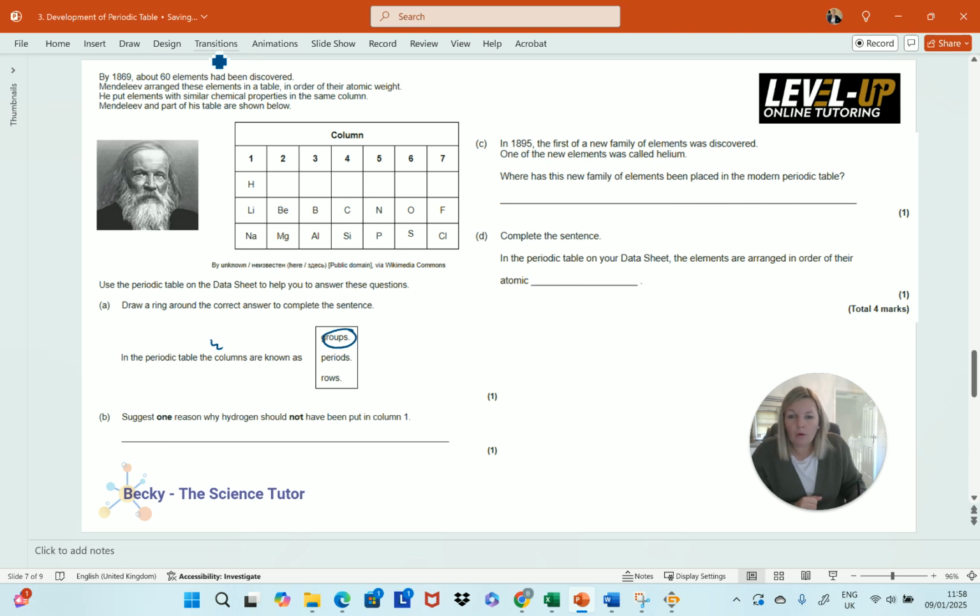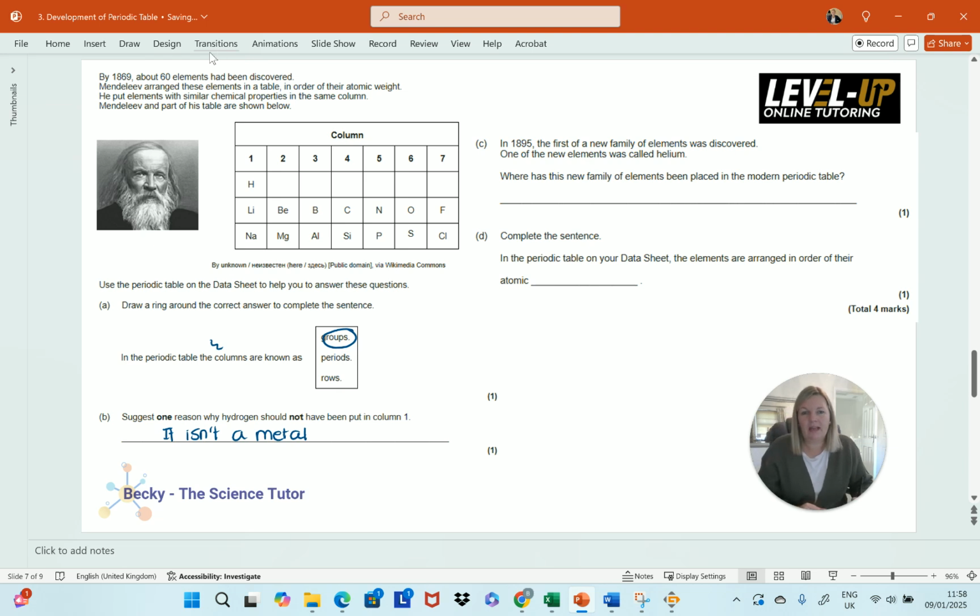One reason why hydrogen should not have been put in column 1. We know it's got 1 electron in its outside shell, so in a way it kind of does belong to group 1. However, hydrogen is a non-metal, whereas the other group 1 elements are metals. So it isn't a metal.